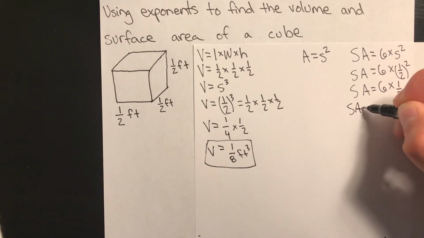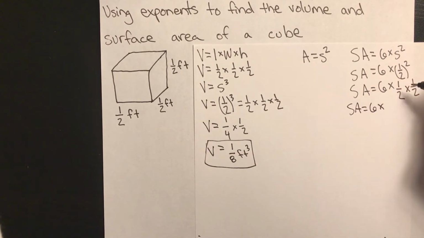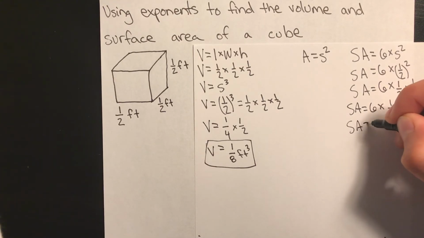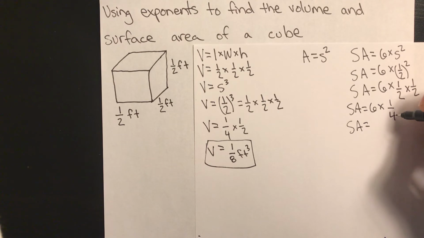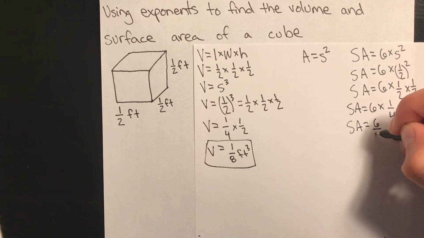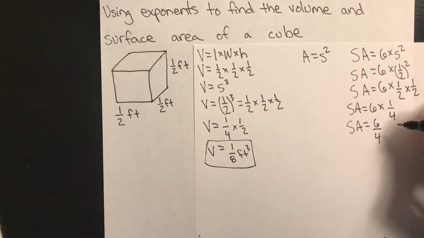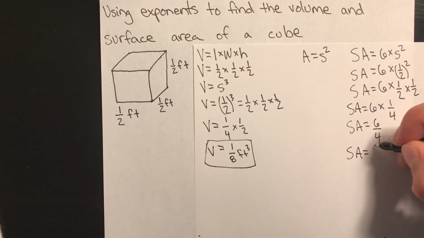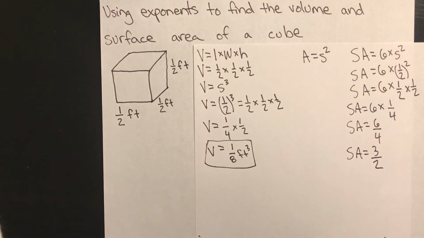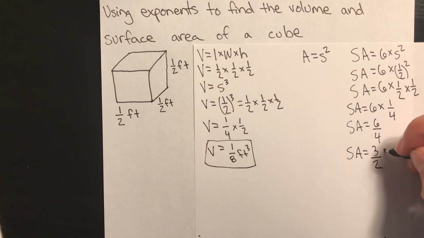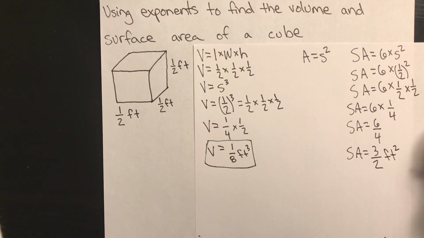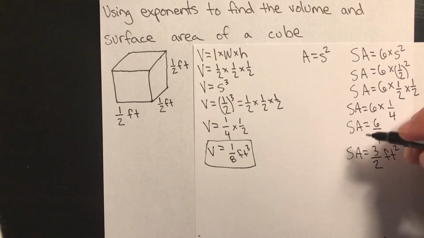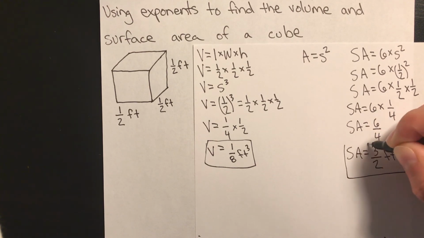And now when we solve, we have 1/2 times 1/2, which is 1/4. And then we have 6 times 1/4, which is 6/4. Now 6/4 can be our answer, or we can also reduce that to 3/2. And our units are feet squared. Our units are in feet squared because we're dealing with area. And that is our answer.